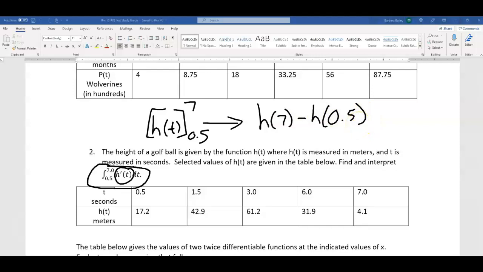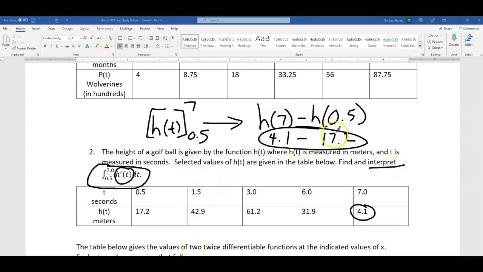h of 7 is 4.1, and h of 0.5 is 17.2. And this is an FRQ, and I don't really feel like subtracting those, so I don't have to. I can just leave my answer like that. And we want to now interpret our outcome there.